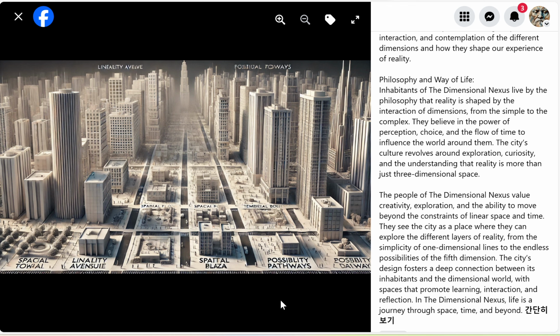They believe that perception is the key to understanding the universe, and by traversing the different districts of the city, they engage with the building blocks of existence, from the simplicity of lines to the infinite possibilities of multidimensional realities.